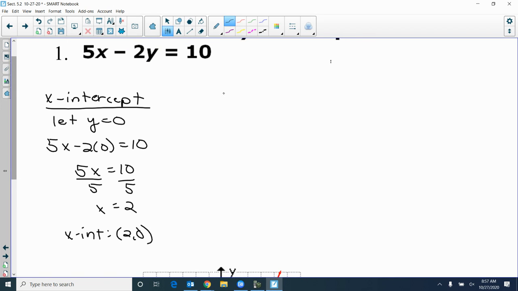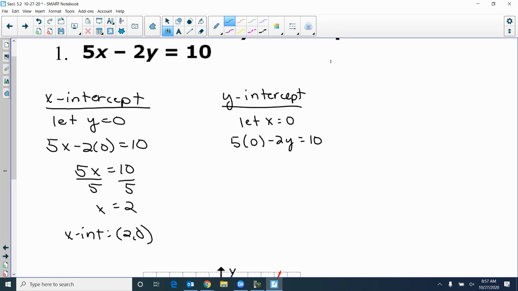Now for the y-intercept, let x equal 0. And you've got 5x. So take the x out and make it 5 times 0 minus 2y equals 10. That wipes out that x piece, even the 5. So it's just -2y equals 10. And when we divide by -2, I get y equals -5. So my y-intercept is (0, -5).